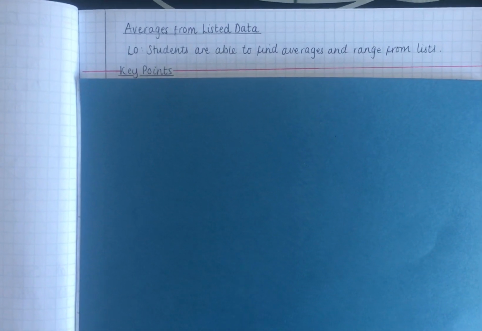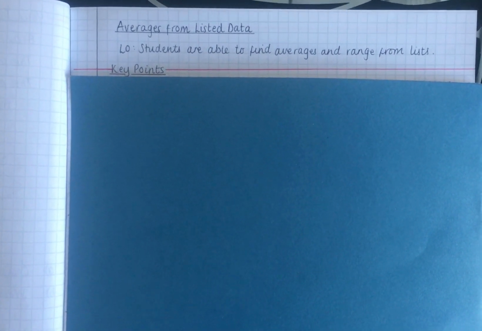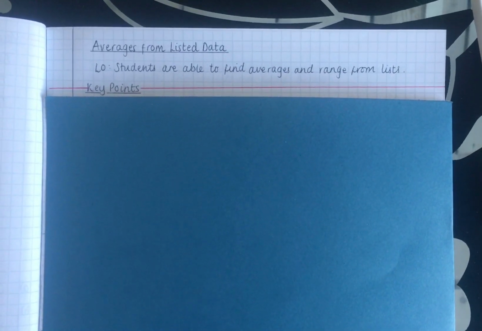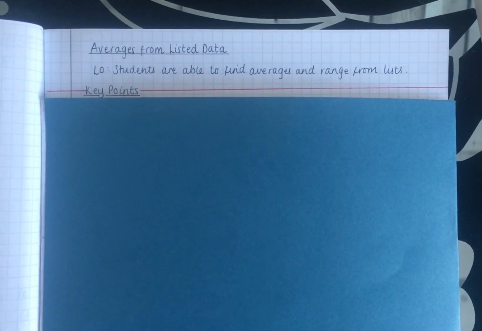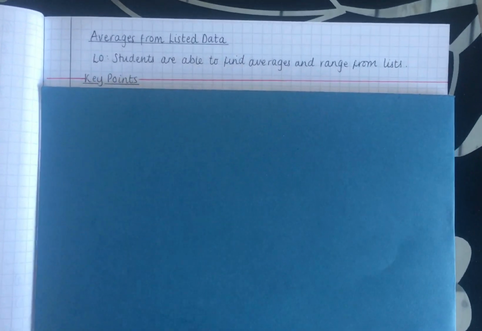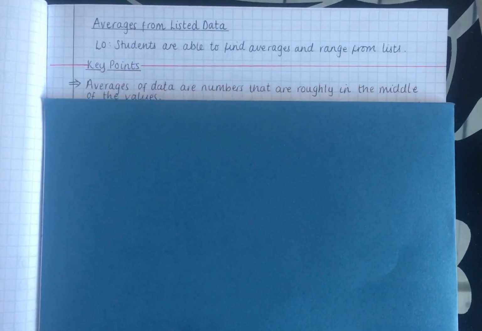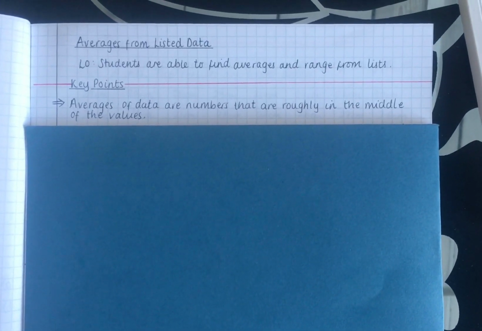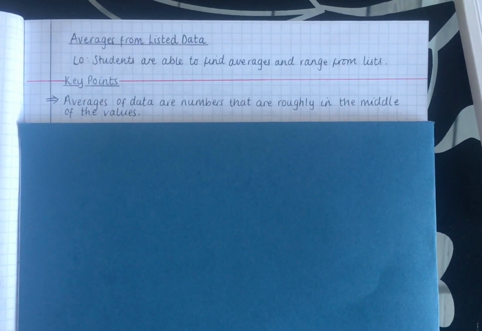Okay, so this topic is averages from listed data. So it's when data's put in a list and you have to find the averages from each set. So the LO, if you write that down, write down key points, and these are the following key points. So firstly, averages of data are numbers that are roughly in the middle of the value, so they kind of show the general pattern or the trend.